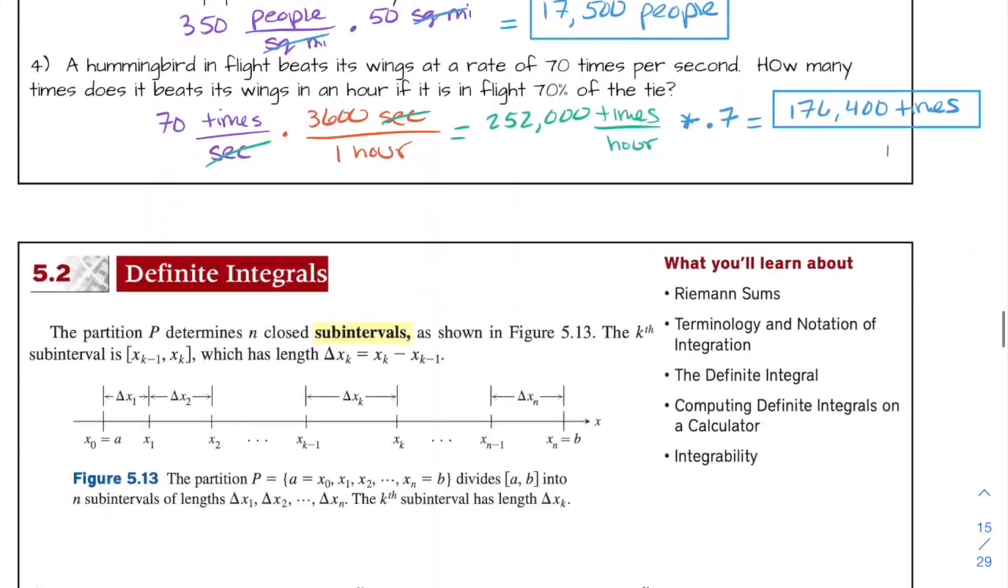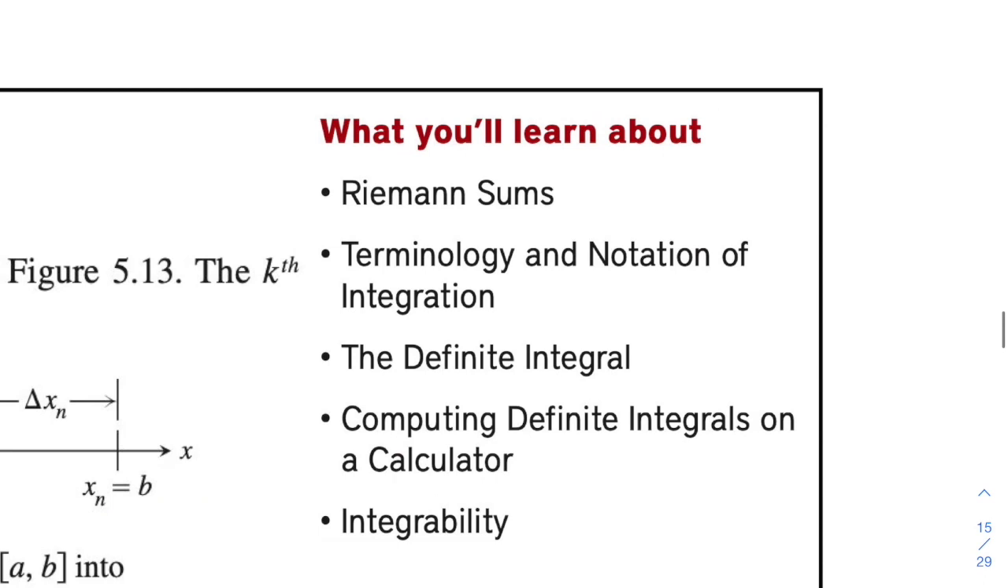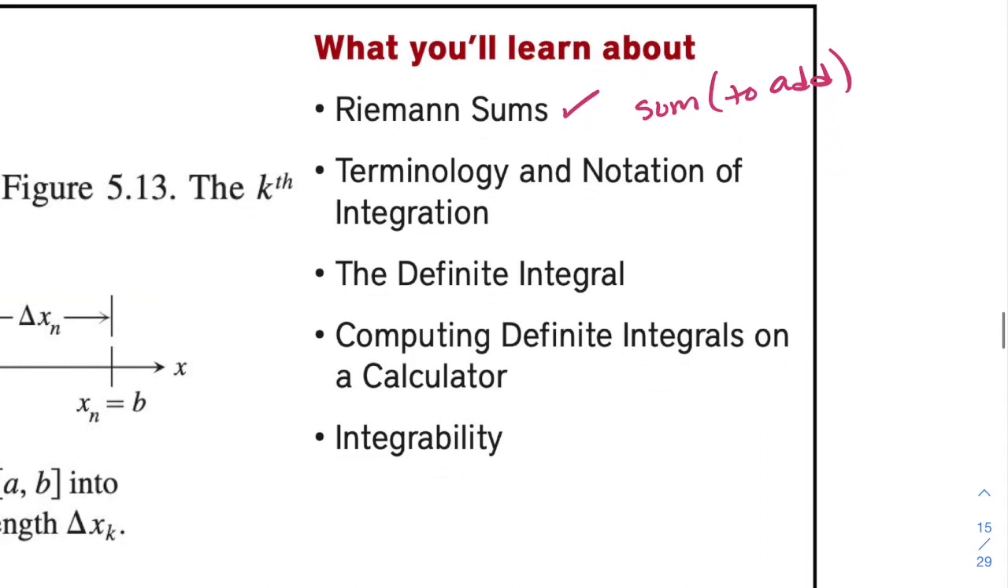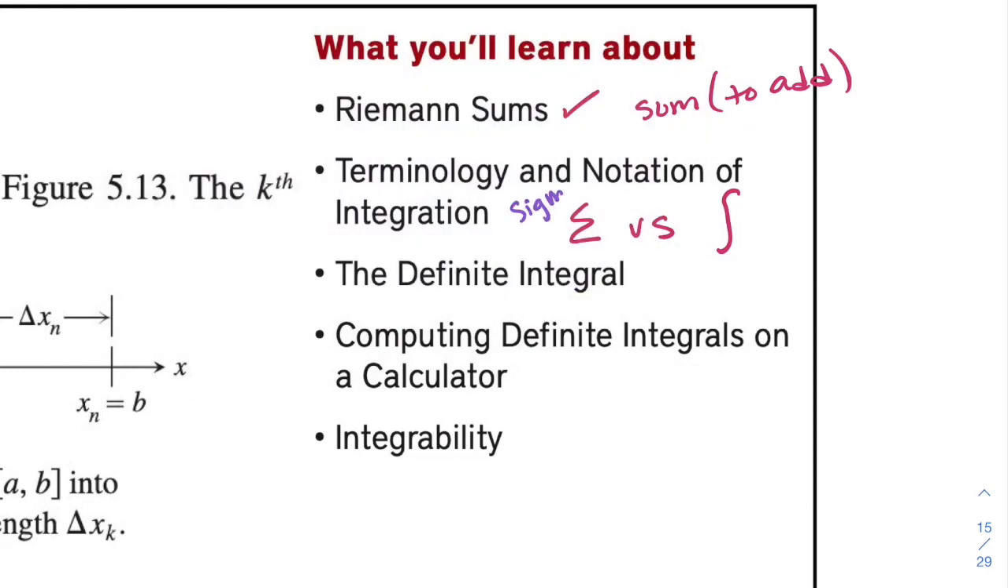So let's talk about subintervals. Well, let's start with, here's what we'll be talking about today. Riemann sums, okay? Literally the word sum means to add. Terminology and notation of integration. So we're going to talk about the uniqueness of sigma versus elongated S. They both mean kind of the same thing. This one is a Greek letter, sigma. Like I said, Greek sigma.